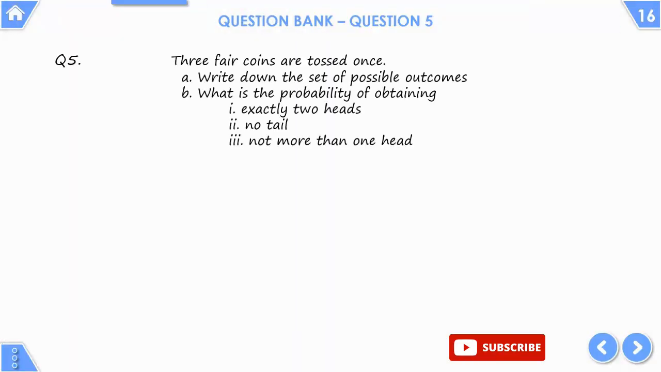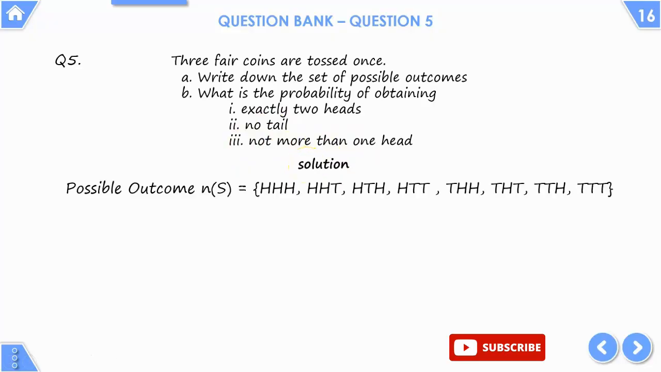Let's go to question 5. Okay, so question 5. 3 fair coins are tossed once. A. Write down the set of possible outcomes. B. What is the probability of obtaining: i. exactly 2 heads, ii. no tail, iii. not more than 1 head. Let's check the answer out.